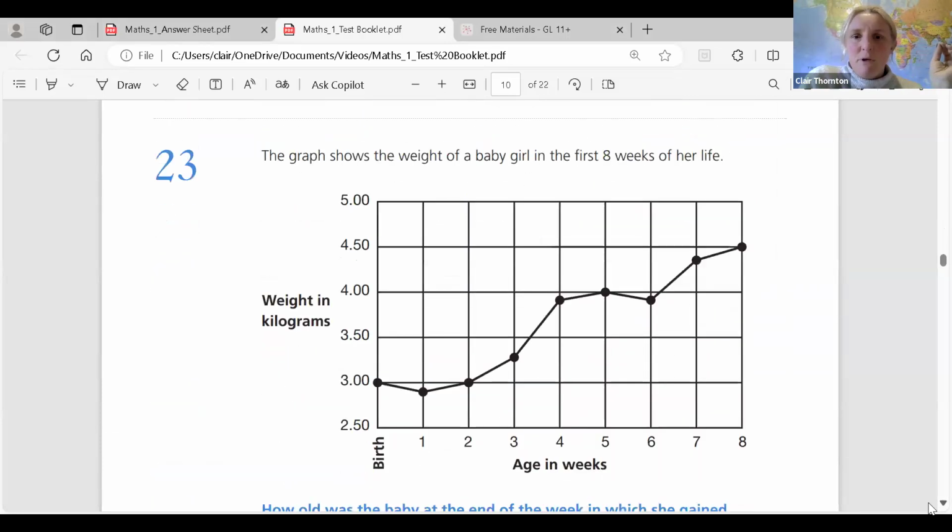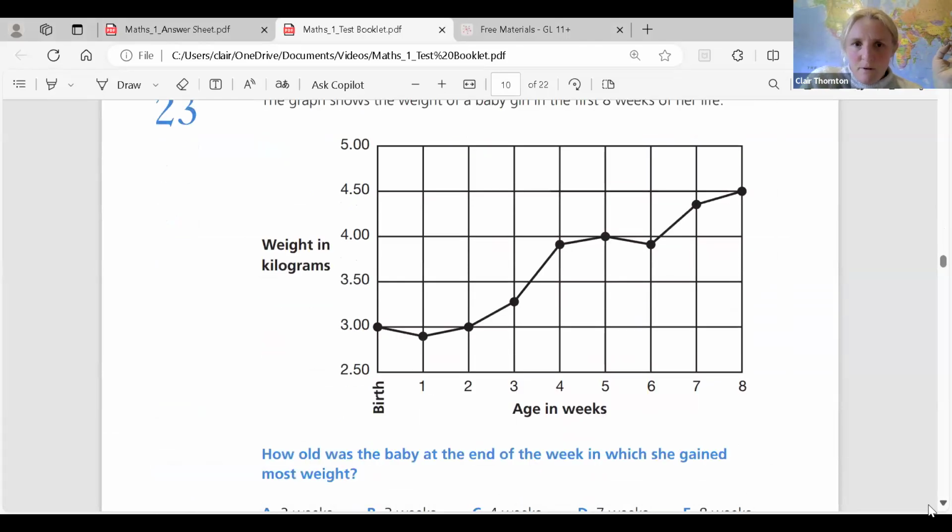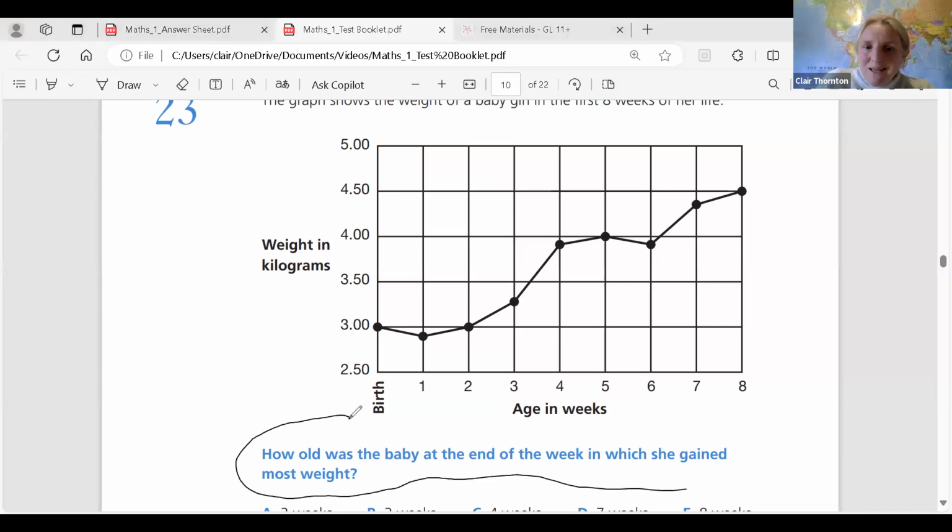Okay, so when we look at 23, this is a really, really common one for people to get wrong. The graph shows the weight of a baby in the first 8 weeks of her life. Now, it says, how old, and this is a really important bit, how old was the baby at the end of the week in which she gained the most weight? Lots of children that I've worked with before have only looked at this here. How old was the baby at the end of the week in which she gained the most weight?